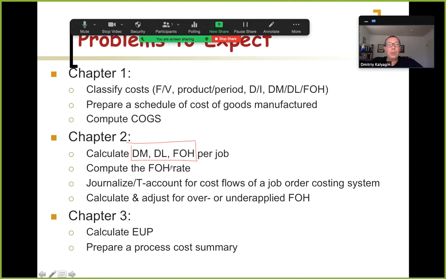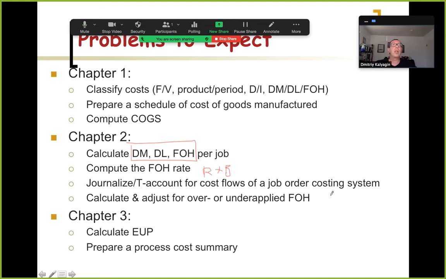I will ask you to compute factory overhead, right? So again, you will be given a rate and you will be given a base. And that base could be direct labor amount, for example, usually, sometimes direct materials, usually direct labor, and you just apply the percentage. I will ask you to do journalization or T accounts for cost flows in the job order costing system. And we did it in class a lot, journal entries. We did it in the in-class activities.